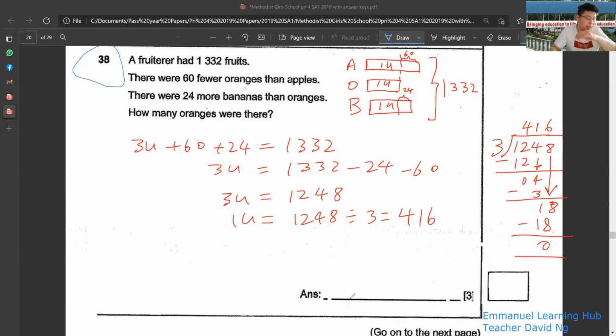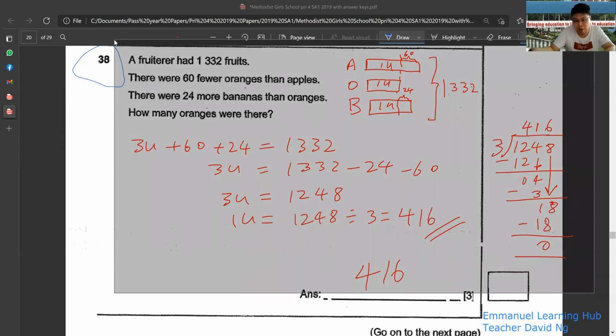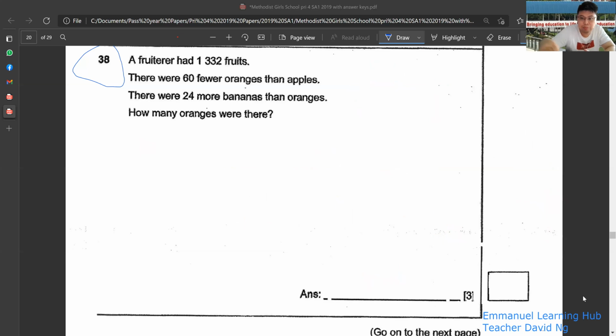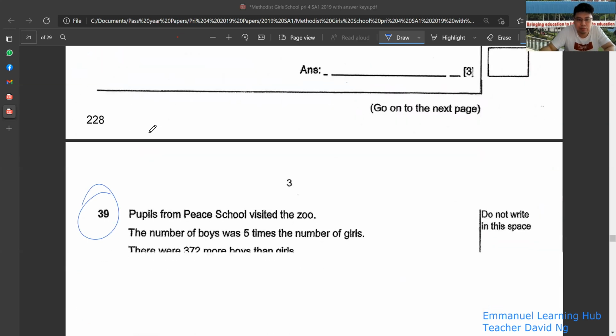So how many oranges were there? 416, right? 1 unit. When you answer the question, you look at the model. How many oranges are there? 1 unit. 1 unit is 416. That's how you use the model. Okay, please learn how to draw model. If not, P5, P6, you're going to have a hard time. Please draw model.